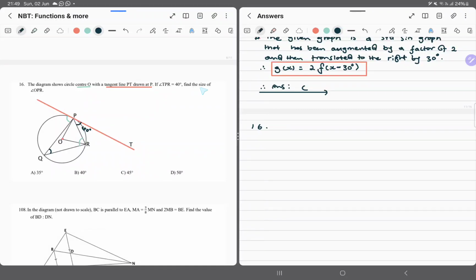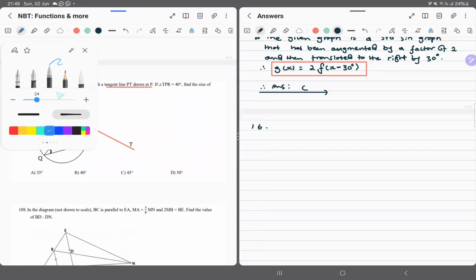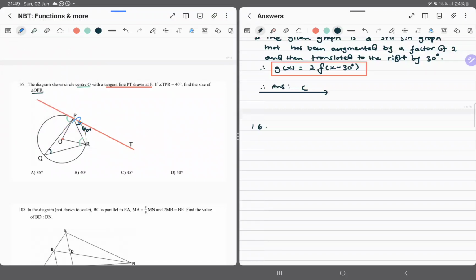Now we are given here that TPR, this one, is equal to 40 degrees. Now, find the size of OPR. So where is OPR? We are looking for that angle there. So we want this angle.